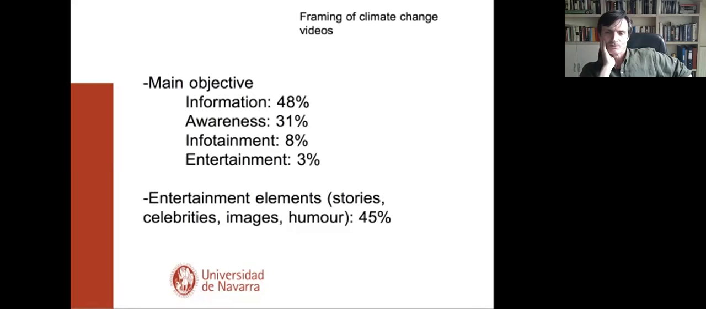Well, although this is the percentage of those videos whose main objective was entertainment or infotainment, almost half of the videos, actually 45%, contain some element of entertainment through stories, using celebrities, through engaging images, or using humor. Is this good or is it bad?